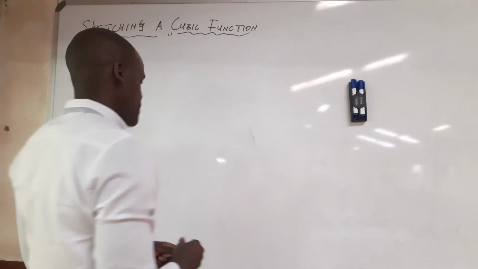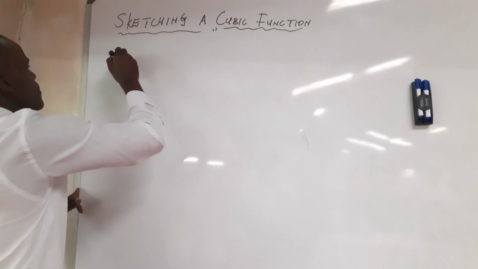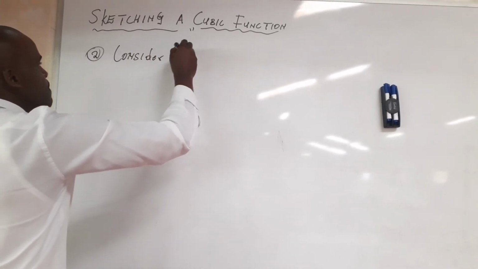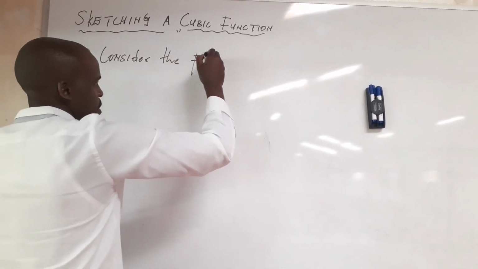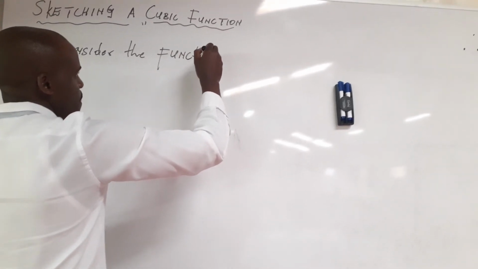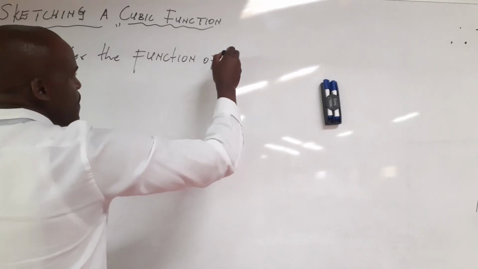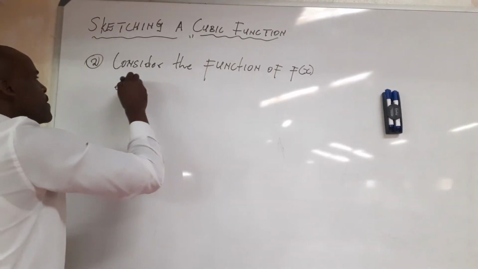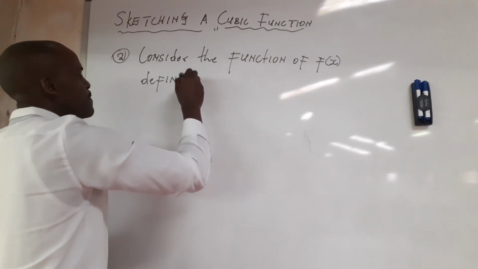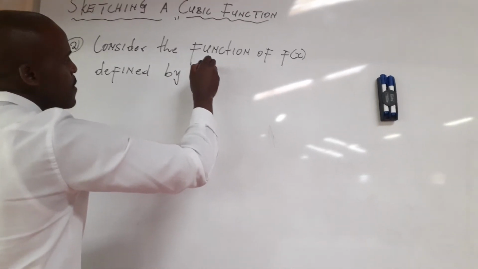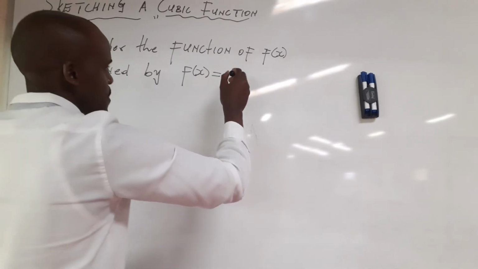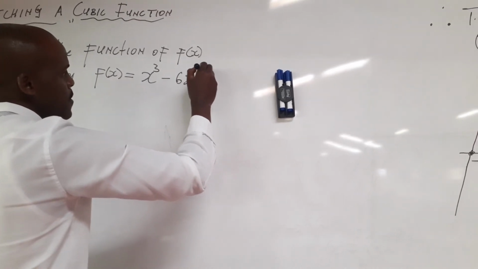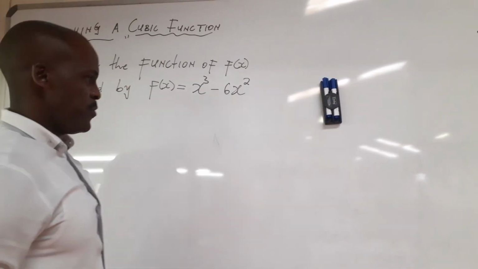Right, let's proceed to the next question. Consider the function f defined by f of x is equal to x cubed minus 6x squared. Right, that's what we are being given.